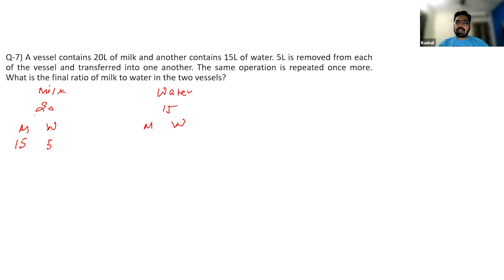What will happen over here? Milk will come from here. So you will have 5 liters of milk over here and you will have 10 liters of water. The total quantity will still remain 15 liters, and it is transferred into one another. The same operation is repeated once more.